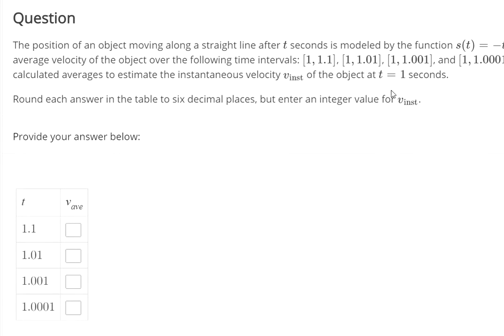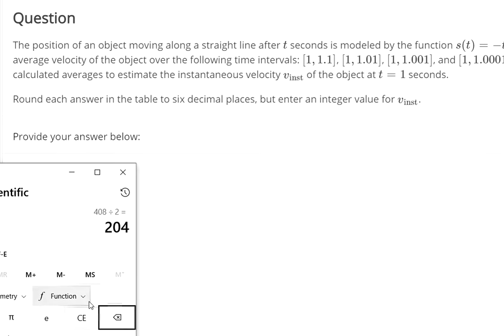The position of an object moving along a straight line is modeled by this function. We're supposed to find the average velocity over these intervals. So from x equals 1 to x equals 1.1. From x equals 1 to x equals 1.01. And so when we find average velocities, they're getting closer and closer together. That's simulating a slope at an instant, right? Because that's what the formula does. It finds the slope between 2 points that are infinitely close to each other.